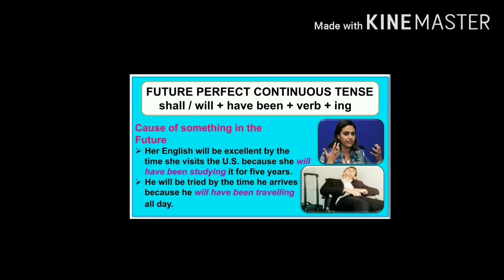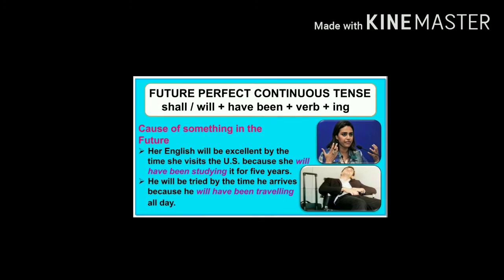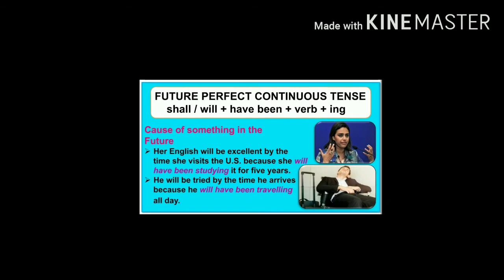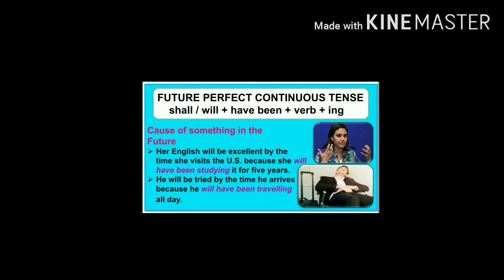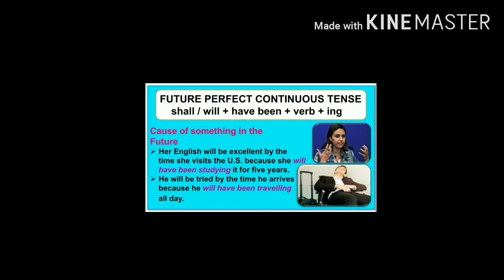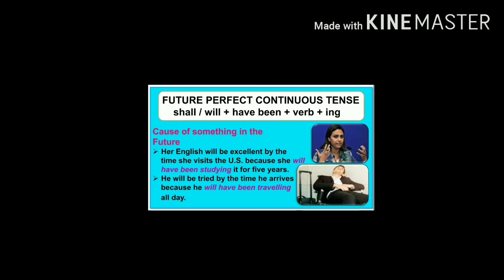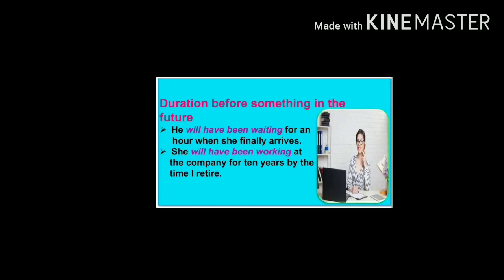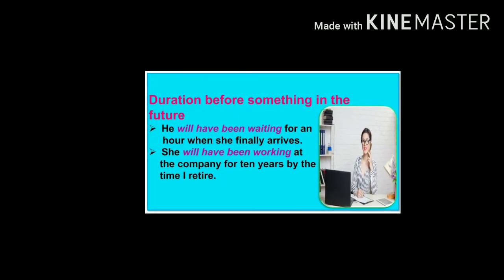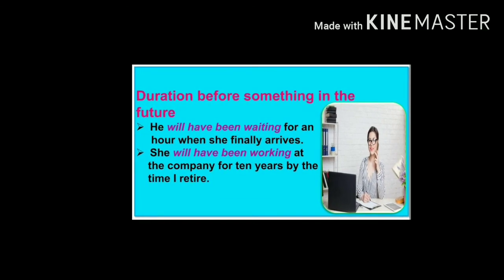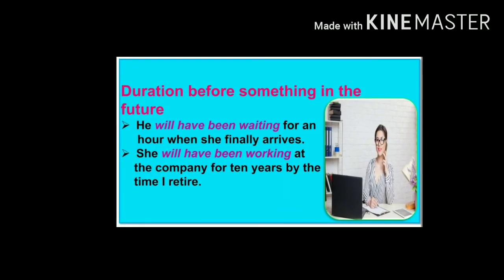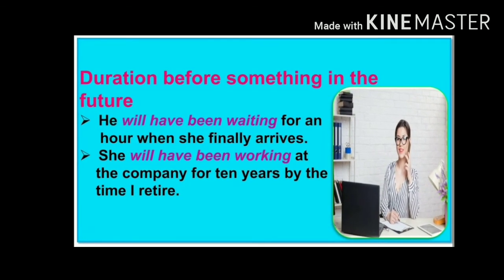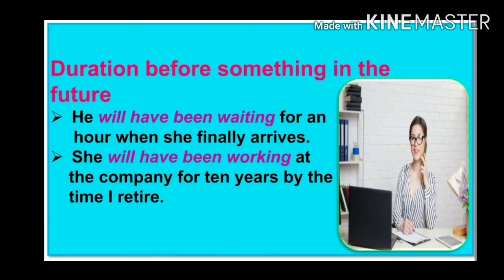Example, her English will be excellent by the time she visits the US because she will have been studying it for 5 years. He will be tired by the time he arrives because he will have been traveling all day. And the next one is duration before something in the future. Example, he will have been waiting for an hour when she finally arrives. She will have been working at the company for 10 years by the time I retire.